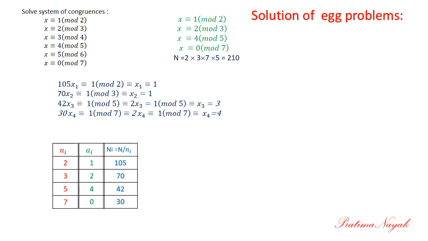30 x4 is congruent to 1 modulo 7. So it is congruent to 2 x4 is congruent to 1 modulo 7, where x4 is equal to 4. So xi are 1, 1, 3, 4.